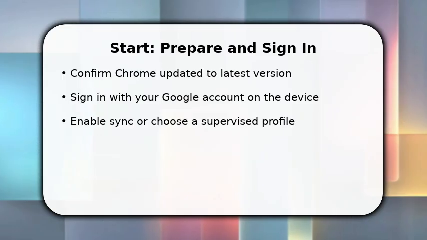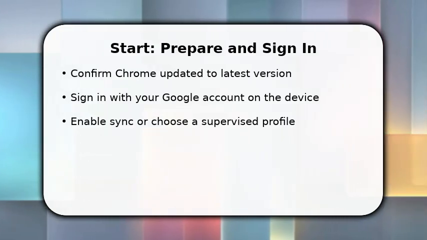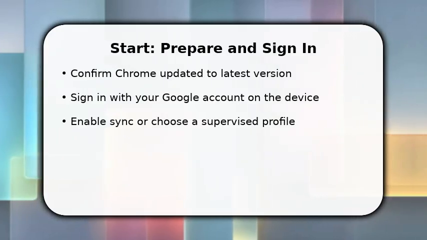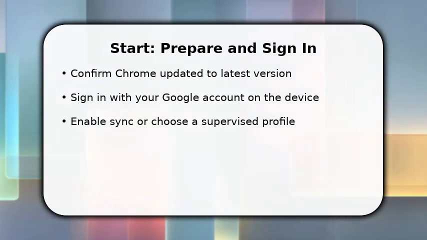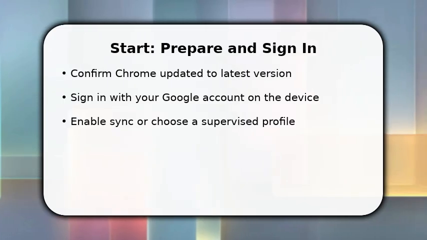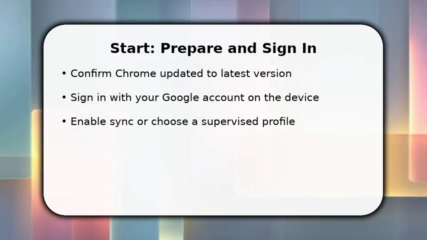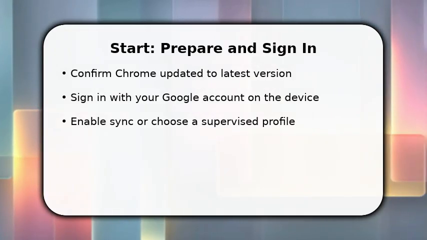You begin by preparing the account and device so parental controls apply correctly. Sign into Chrome with your Google account, make sure Chrome is updated, and decide whether to create a supervised profile or use Family Link. Once signed in, open Chrome settings and go to People or Family Link settings to begin.